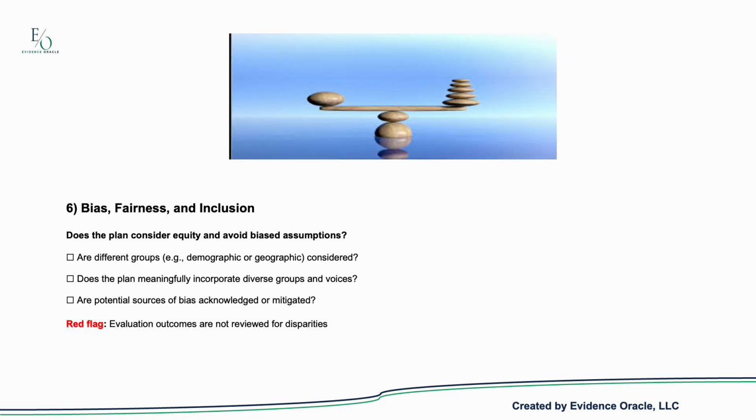Bias, fairness, and inclusion always should be a consideration. Does the evaluation consider different populations and potential disparities? AI outputs may overlook equity or embed hidden assumptions. You want to ensure that your evaluation captures diverse experiences and avoids biased conclusions. Are there different subpopulations and subgroups?